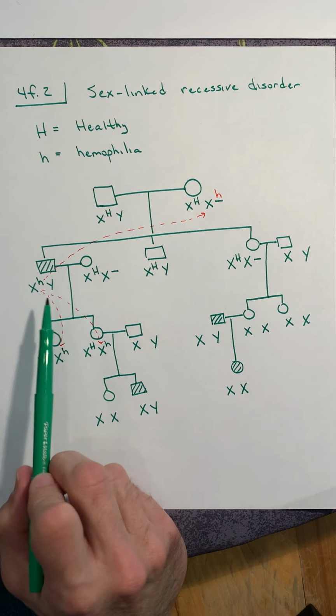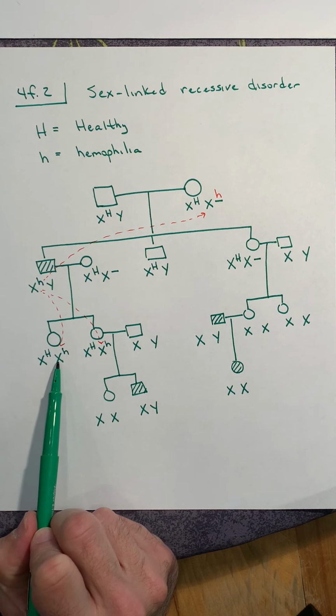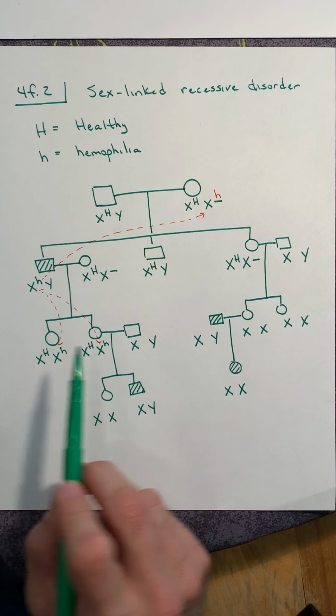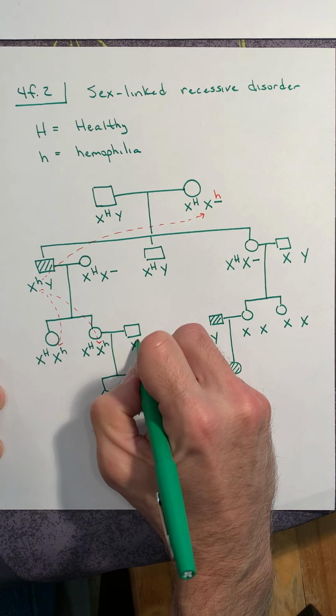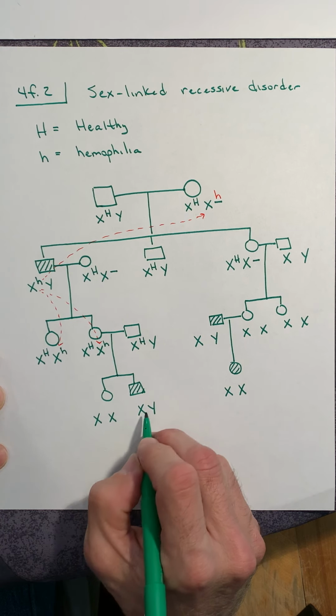So if I am a hemophiliac, I am going to pass that on to my son, of course. No, that's not true. I'm going to pass it on to my daughter. My son receives only my Y. All right, so now we have a carrier female here. She reproduces with a healthy male. They produce 2 children.